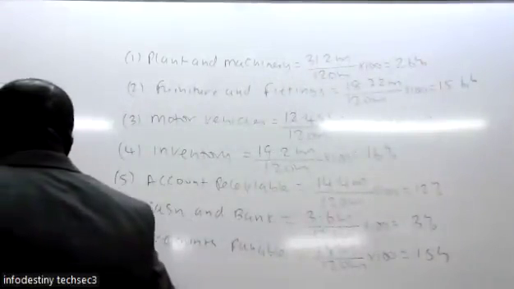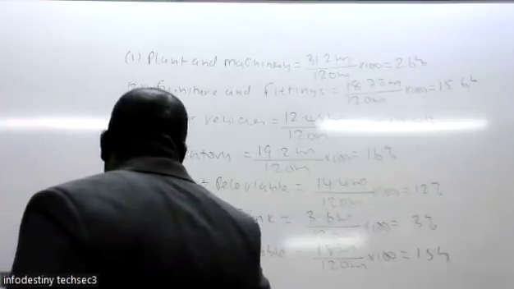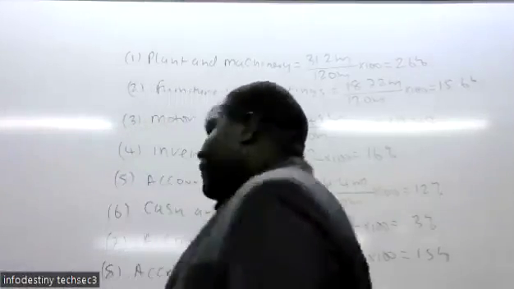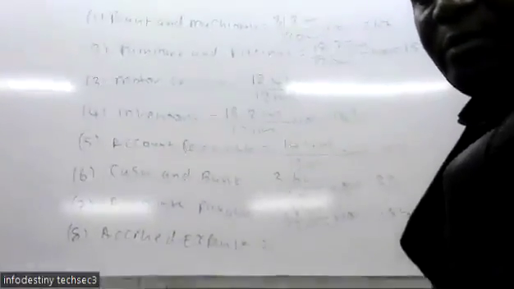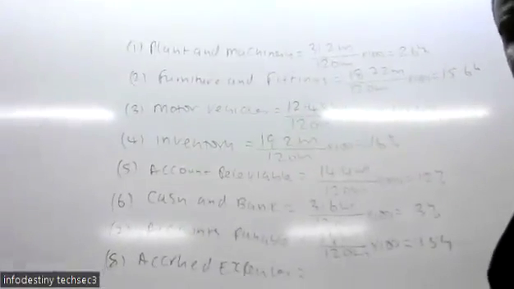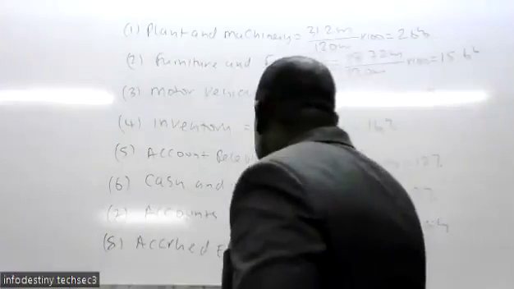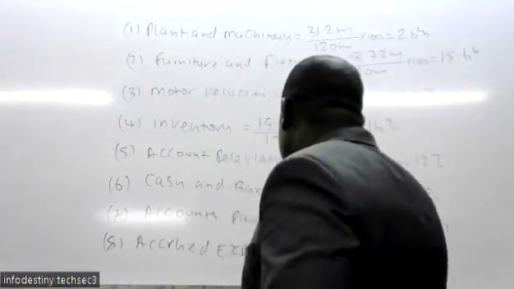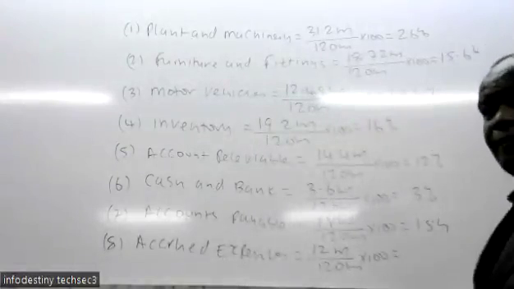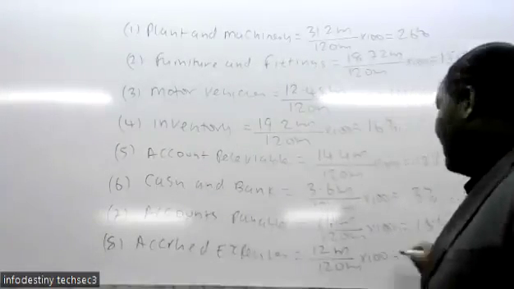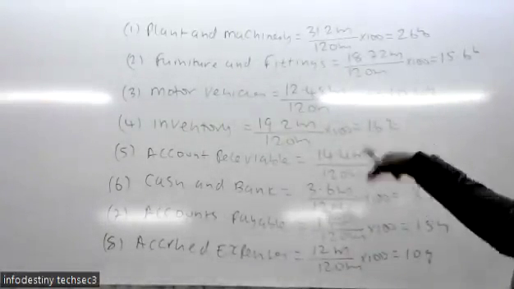The last one, we calculate for the accrued expenses. Number 8 should be accrued expenses. For the accrued expenses, it is 12 million divided by 120 million. Also show it as a percentage. This one should be there. So the last one is the retained earnings, but the computation for the retained earnings is different from the other one.